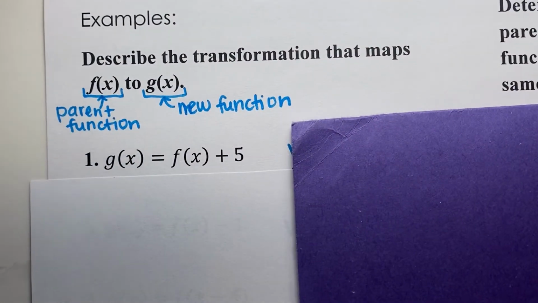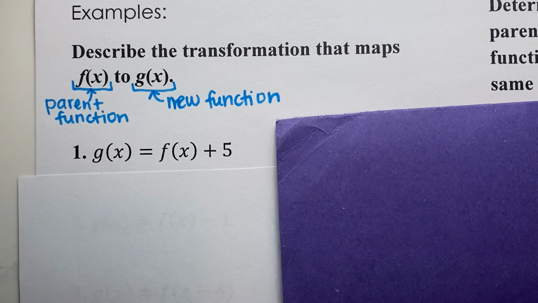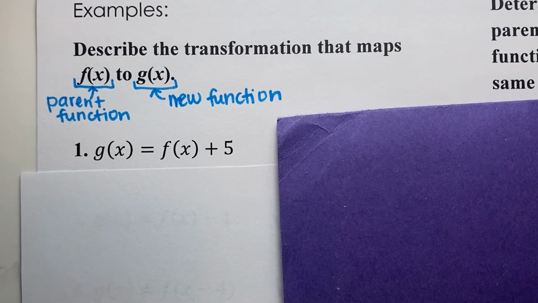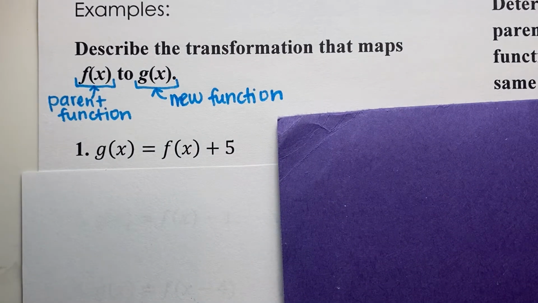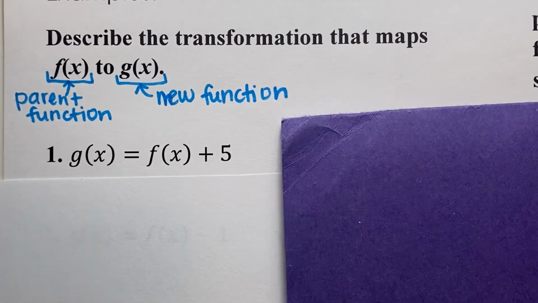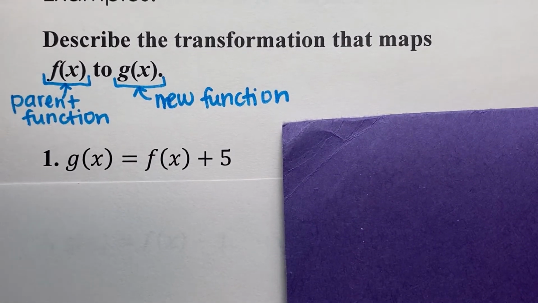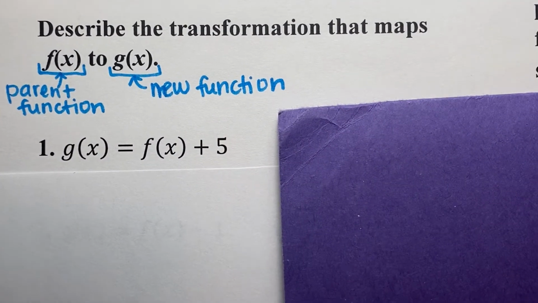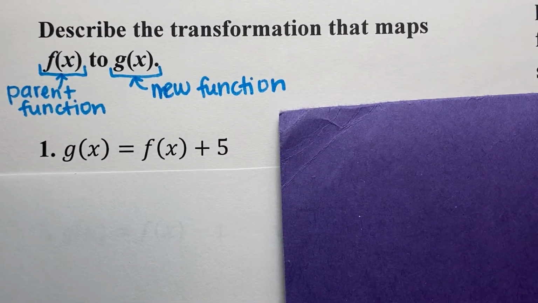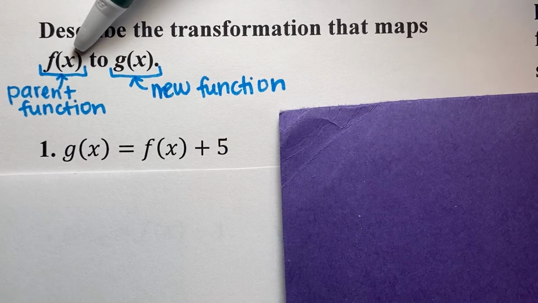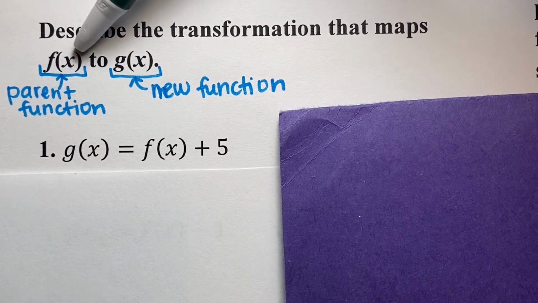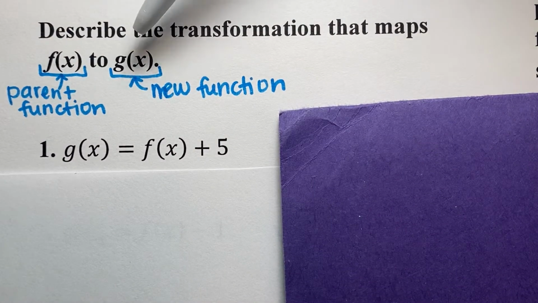In this example, the directions say that we are going to describe the transformation that maps f(x) to g(x). I'm going to zoom in a little. You want to recognize that the parent function is our f(x) here, and it's going through the origin (0, 0). Our slope is 1, and the x and y intercepts are at the origin. The new graph is going to be g(x).